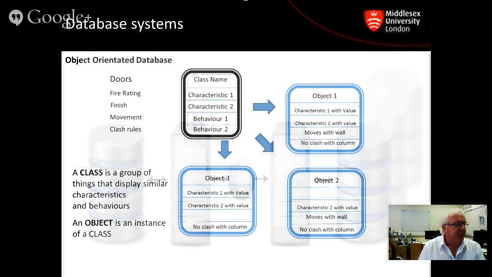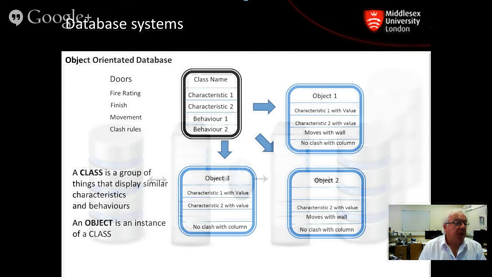And in that diagram there, you can see the black thing is a class name. So that class name might be simply doors. And the door has characteristics and it behaves. So when we place a door, when we place a particular instance of that class, in other words, an object, that object gets data. We might say characteristic 1 is its fire rating, characteristic 2 is its finish. It behaves, so it moves with the wall, and it has a relationship so that it knows that it doesn't clash with a column. So that's object 1.